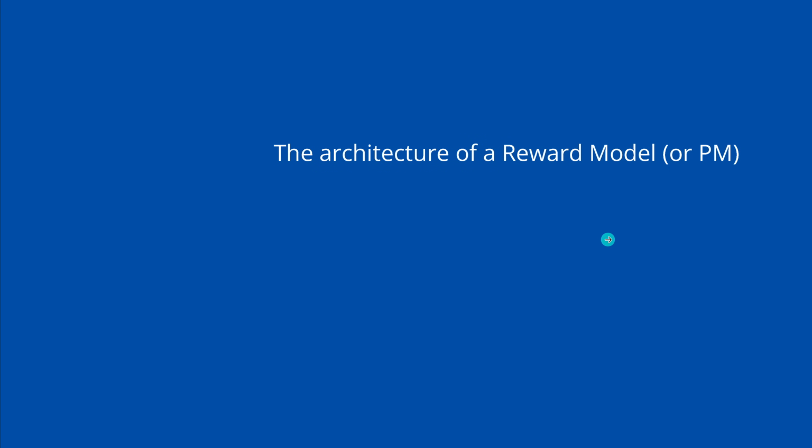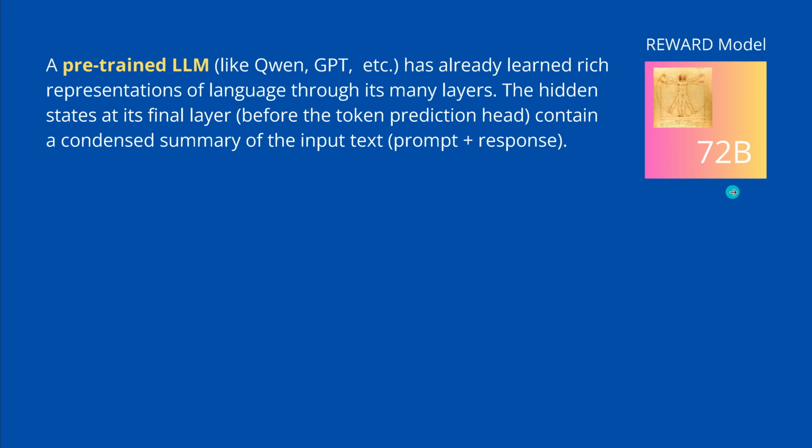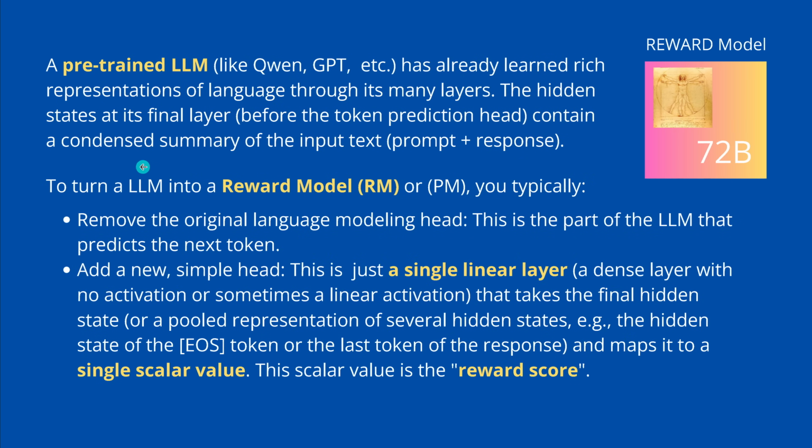Now, the architecture of a reward model or a preference model is very simple. If you are a subscriber of my channel, you know this, because, what a surprise, we start with a pre-trained LLM, go with a Qwen, a GPT, whatever you like, and the hidden states at the final layer before the token prediction head. This already contains quite a condensed summary of the input text, this means the prompt and the response. And how to turn an LLM into a reward model is basic.